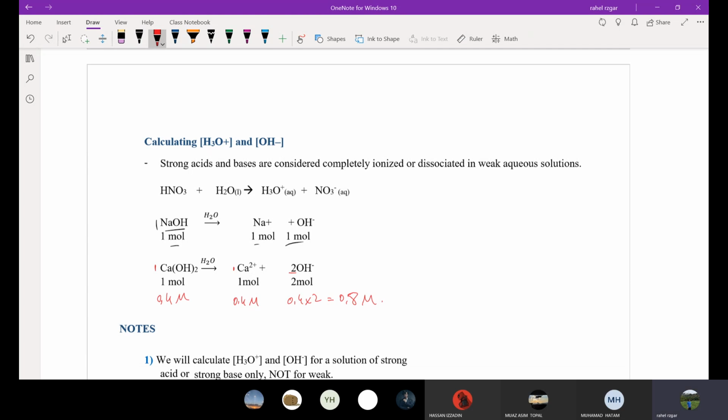If HNO3 is, for example, 10 to the power of minus 3 molar, then H3O is also 10 to the power of minus 3 molar, and NO3 is also 10 to the power of minus 3 molar. Why? Because they all have the same coefficient. We'll solve more questions about that, don't worry about it. But it's just like chapter 2.